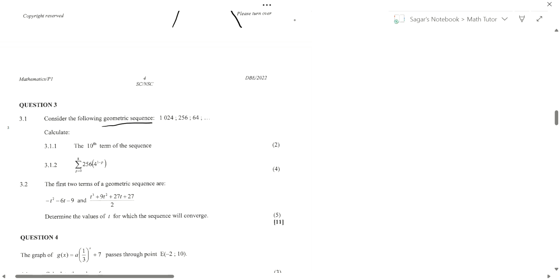Question 3.2 gives us the first 2 terms of a geometric sequence. Immediately we know Tn equals a times r to the n minus 1. Determine the values of t for which the sequence will converge.